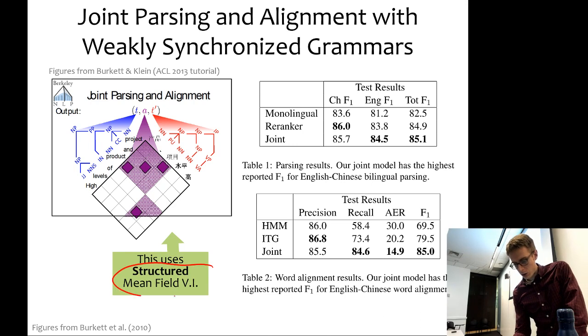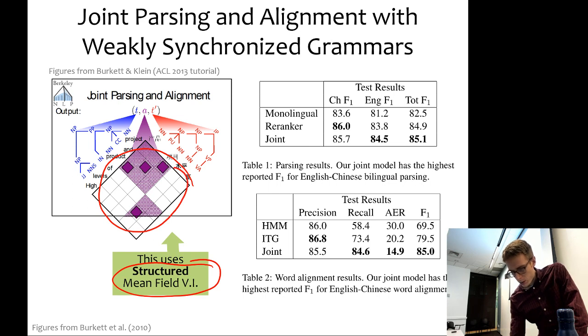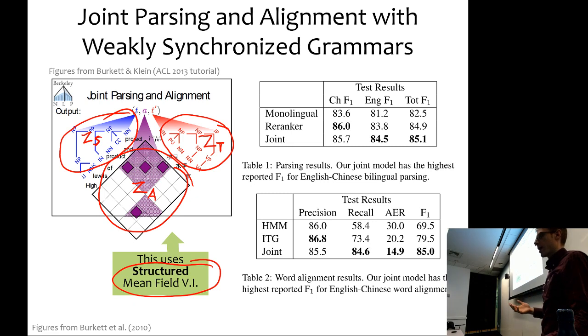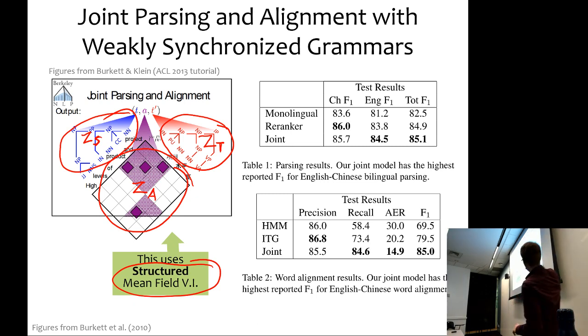So that would be structured mean field variational inference, where you essentially say, okay, here's one big variable. Let's call this Z sub A for alignment. And here's another big variable. Let's call this Z sub T for target language. And here's another big variable, Z sub S, representing the source language. Okay? So all of these are latent variables, but they're big latent variables, right? This Z_A ranges over the space of all possible alignments. And Z_S ranges over the space of all possible trees. And same with Z_T.